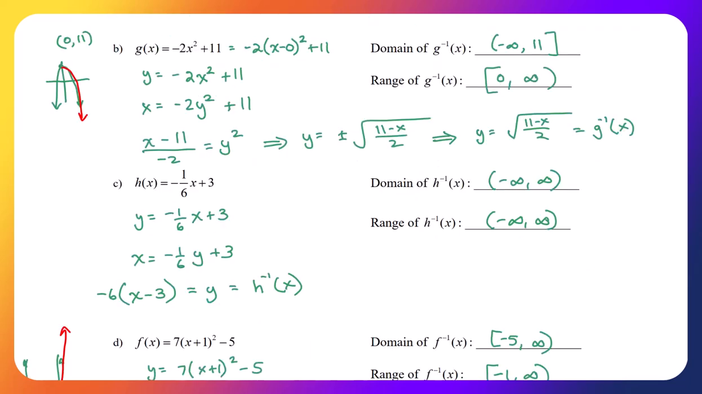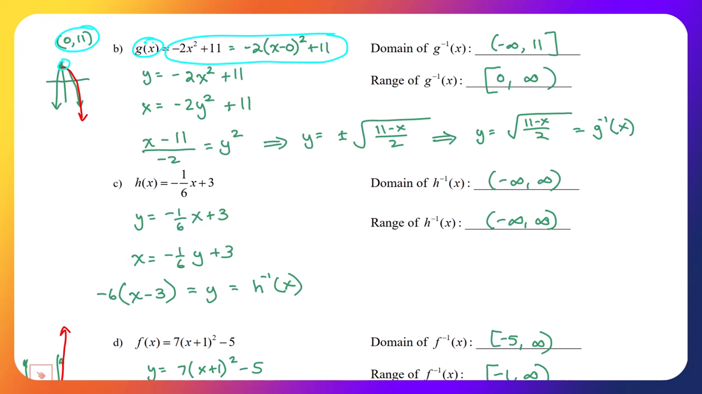Here, I rewrote it so you can see the vertex form. So the vertex is going to be 0, 11. Not that we need that, but I think it's going to help because we can see our upside down parabola going down from the vertex of 0, 11.